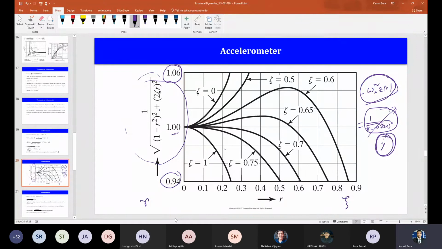So R, you should try to keep it close to 0, but I cannot. I mean, damping should not be more. So maybe around 0.6, 0.7, less than 0.6, 0.7 should be good enough, right? So that if it is 0.6, let's say it will be in this range.